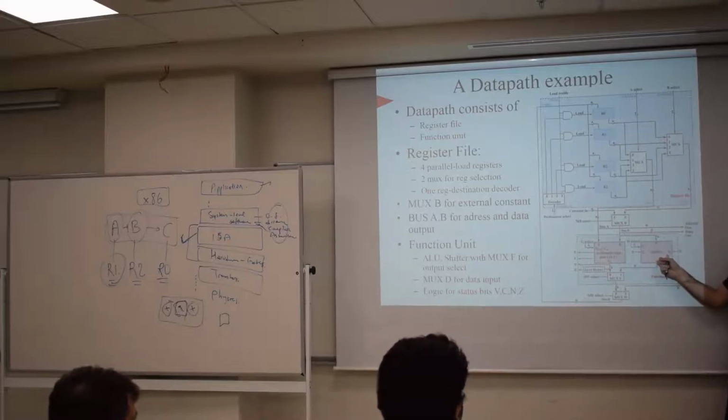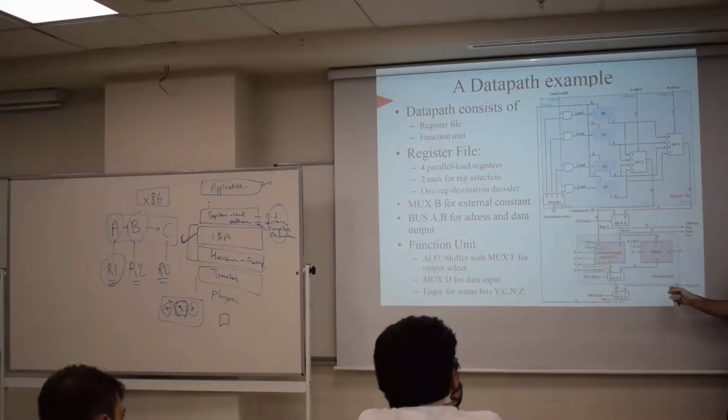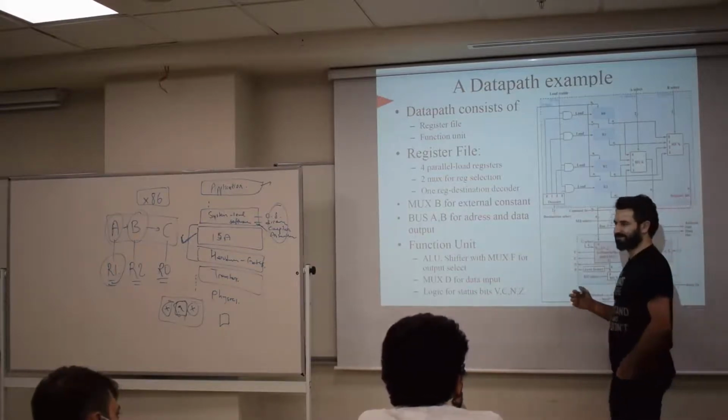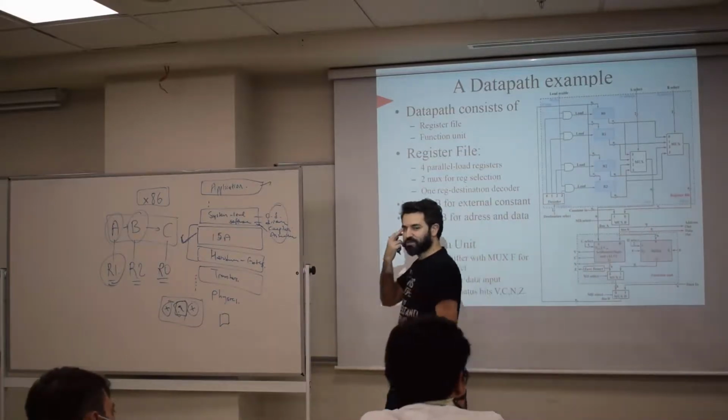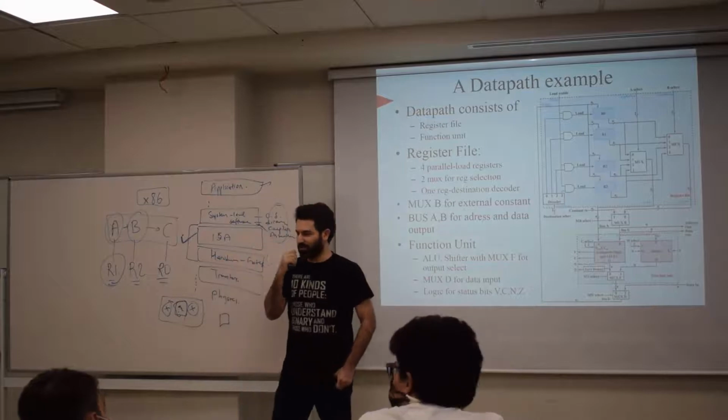This is the shifter. You may or may not have implemented this before, but do you know why we have a shifter in the function unit? I assume you know why. You don't? How can we use a shifter to do some arithmetic operation?